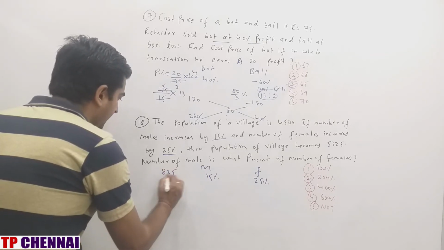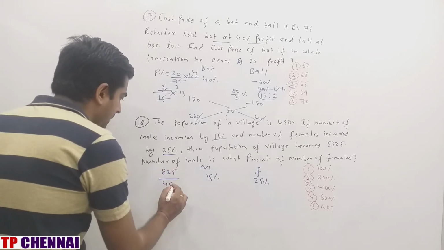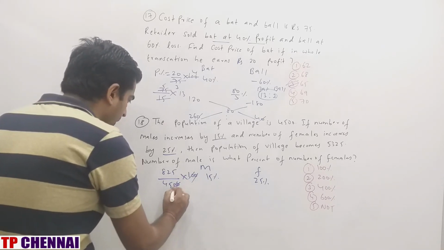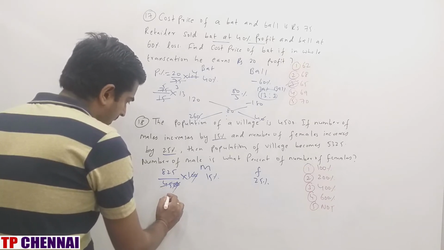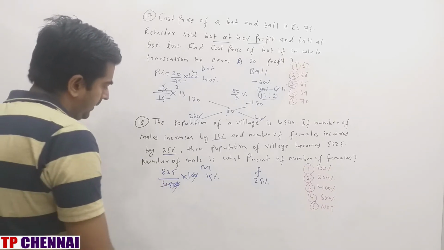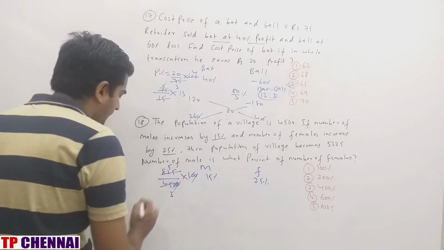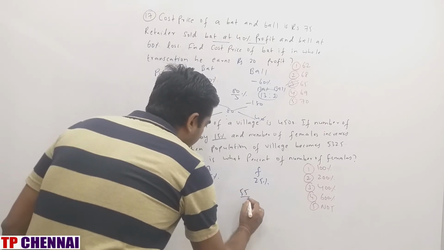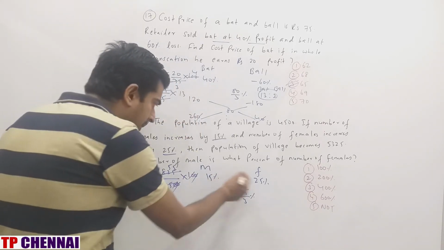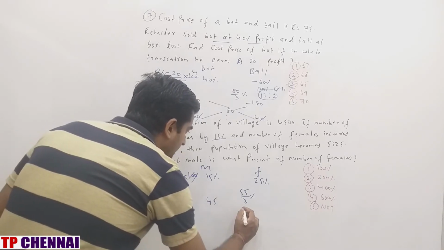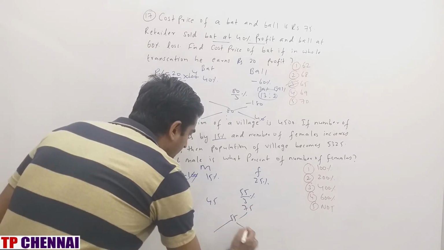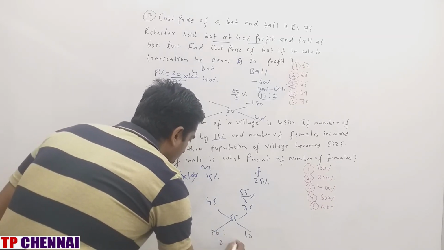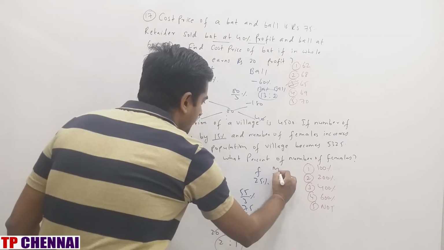825 divided by 4500 into 100. This is the overall change in the population. So this is how much? 15 5s are 75. So 55 by 3. Again multiply with the LCM. So this is 45, this is 75, this is 40, 55. Here it is 20 and here it is 10. So the ratio is 2:1. This is male, this is female.